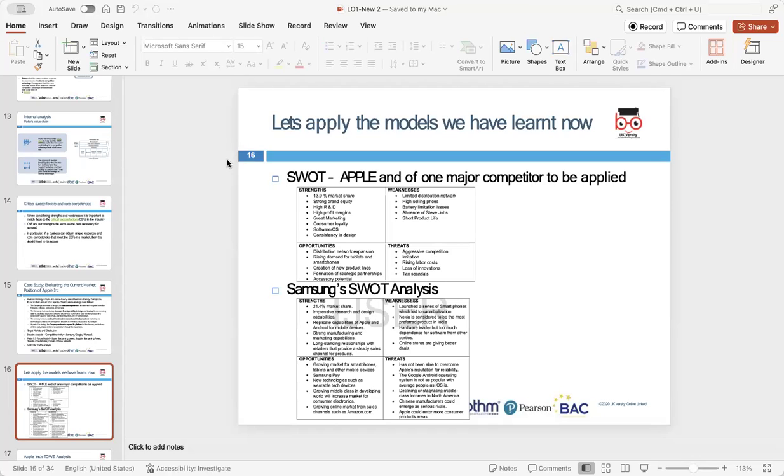Then threats: aggressive competition, intensive rivalry from competitors like Samsung and emerging technology companies like Google or Sony. Then rising labor costs, new environmental regulations, compliance with environmental standards may lead to higher operational costs, less innovation, tax scandals, legal and tax related issues could damage the company's reputation and financial stability.